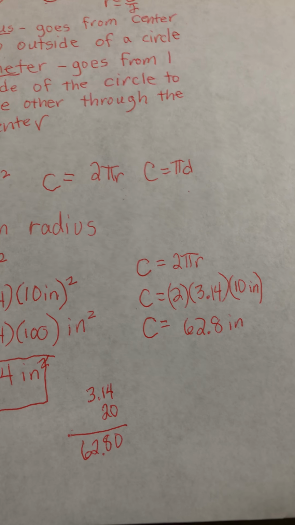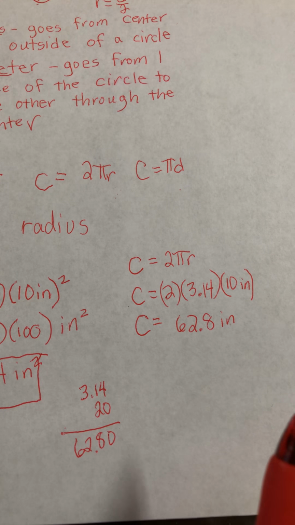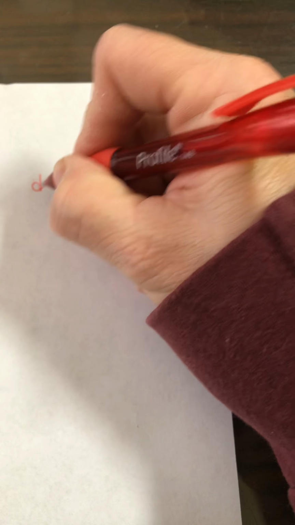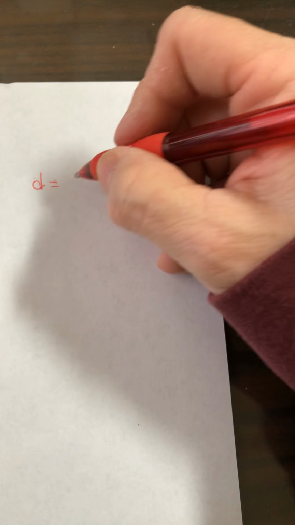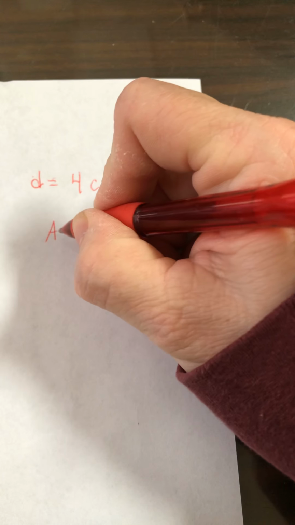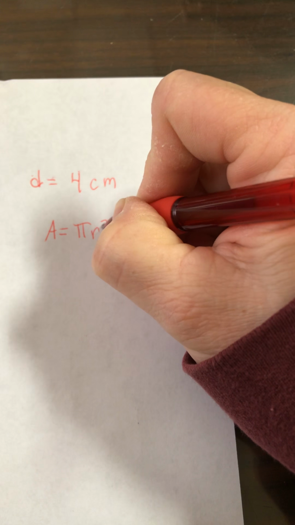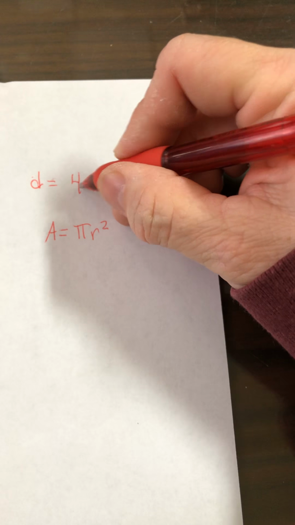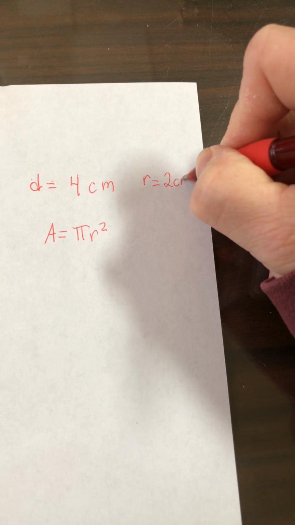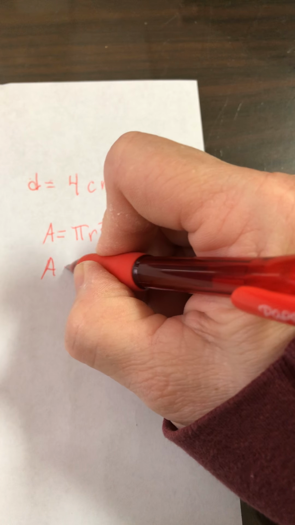Now, if I gave you a problem where I gave you the diameter, you would do it a little bit differently. So let's say the diameter equals 4 centimeters. Now, if I want to find the area, I'm going to need the radius, because area equals pi r squared. It doesn't say anything about a diameter, so I have to divide this in half. So half of 4 is going to give me 2 centimeters.